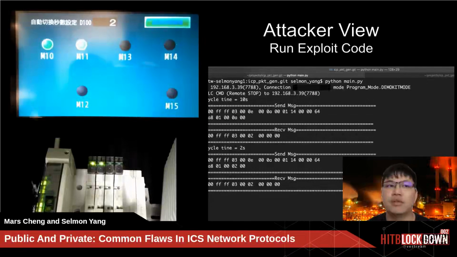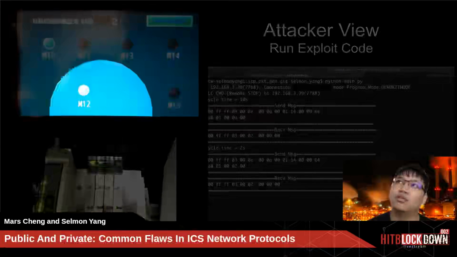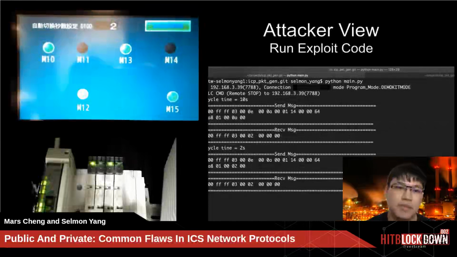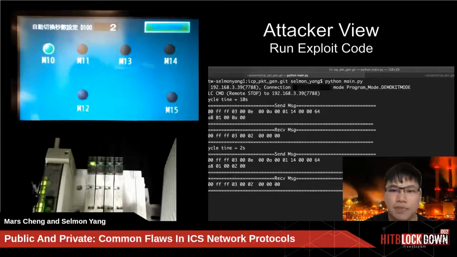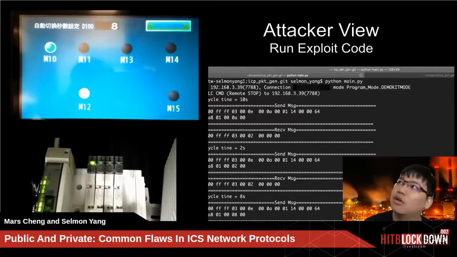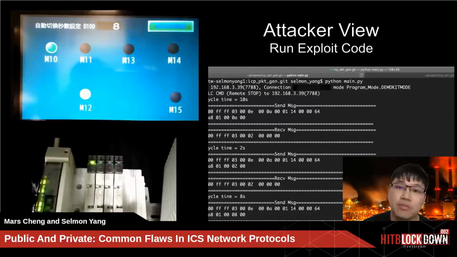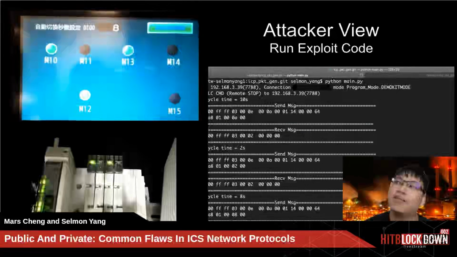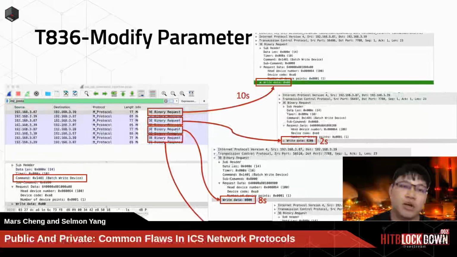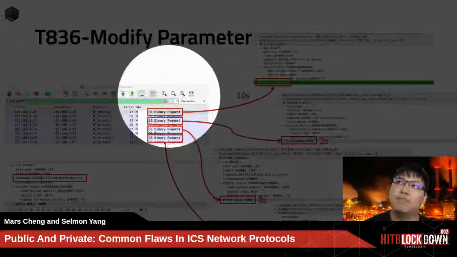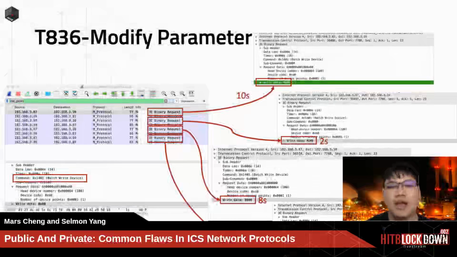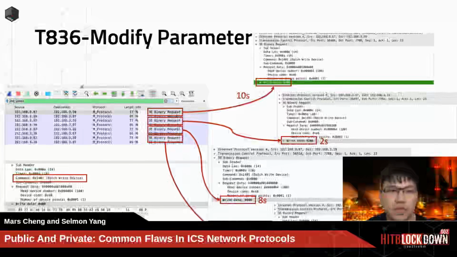So every 2 seconds it will change at this moment. You will see that every 2 seconds it changes the light. It's switching very quickly, so we make the field devices damaged in this scenario. In this demo, we use the Mitsubishi MELSEC protocol to perform the modify parameter attack. Here in the Wireshark view, we modify the traffic from 10 seconds, 2 seconds, 8 seconds, and 30 seconds with our attack panel. This is our first demo.